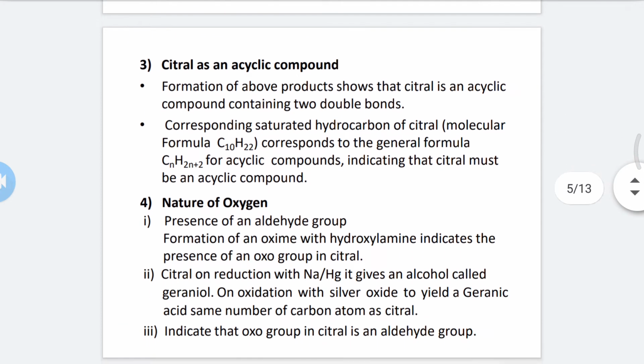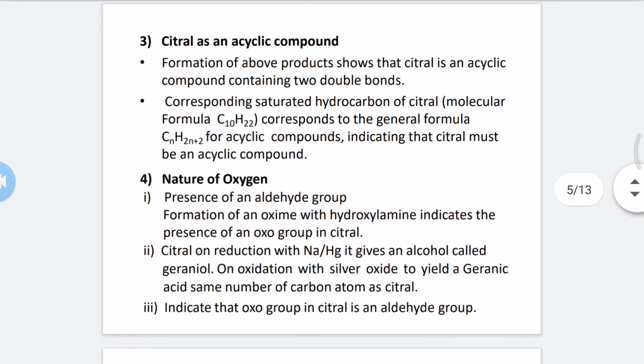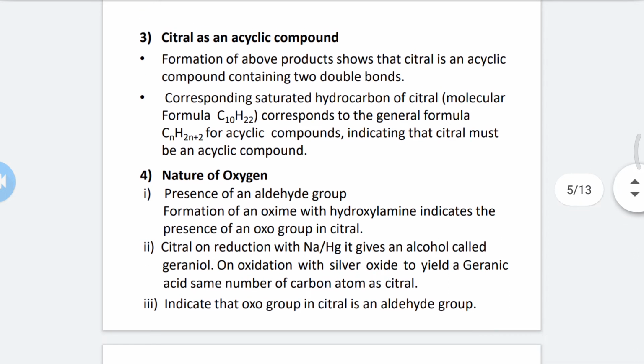Second method, citral as an acyclic compound. Formation of the above products shows that citral is an acyclic compound containing 2 double bonds. Next is the nature of oxygen atoms present in the citral molecule.